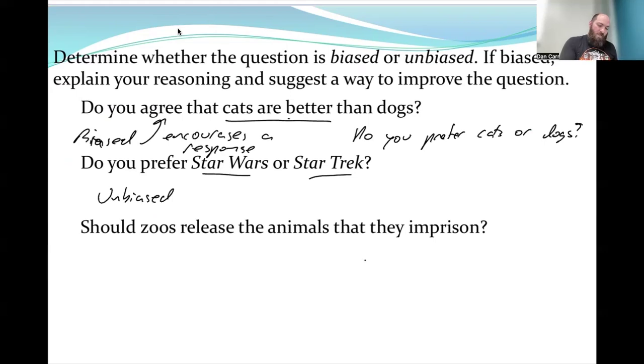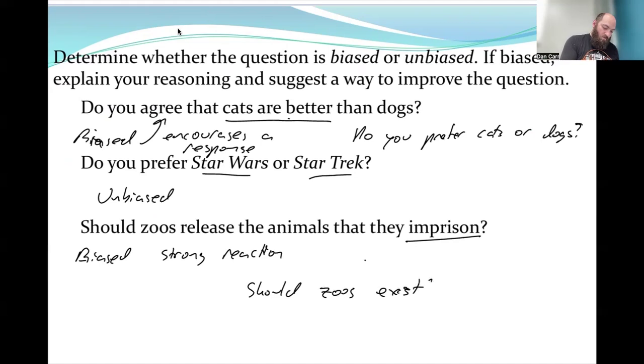Should zoos release the animals that they imprison? This one is biased because of the way they are asking, especially by implying this with the word imprison. We're trying to go for a strong reaction here. A different way of asking this, you could just say, should zoos exist? That one is just unbiased. It's just yes or no. You can answer it on your own.